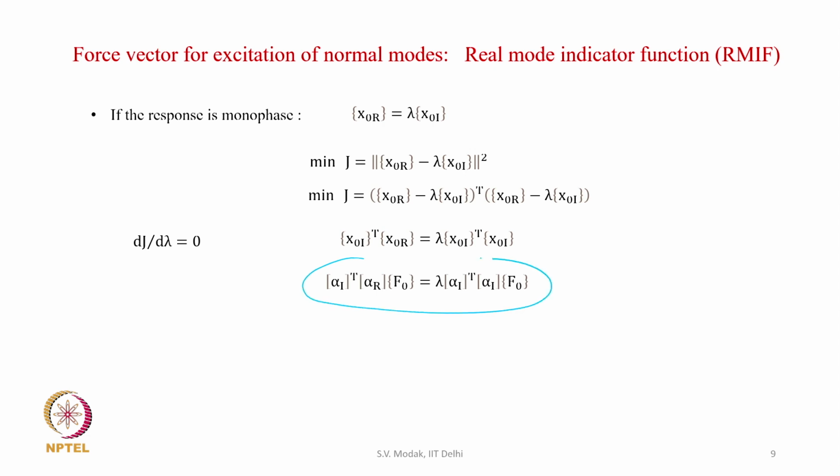So this is what we get after substituting XOR and XOI in terms of the real and imaginary part of the FRF matrix, because we saw that XOR is nothing but alpha R into f naught and XOI is nothing but alpha I into f naught. So this is the equation we get. This represents an eigenvalue problem, where lambda is the eigenvalue and f naught is the eigenvector. Because the matrices alpha I and alpha R depend on the frequency omega, these eigenvalues and eigenvectors would change with the excitation frequency omega.